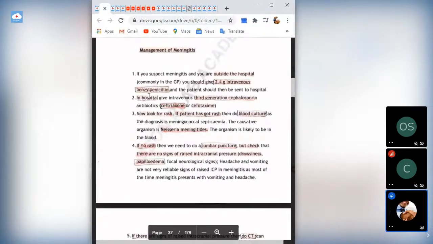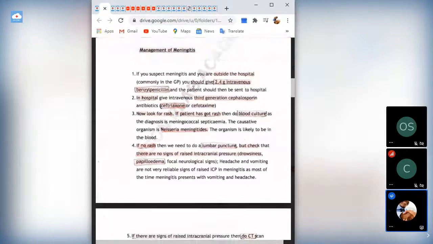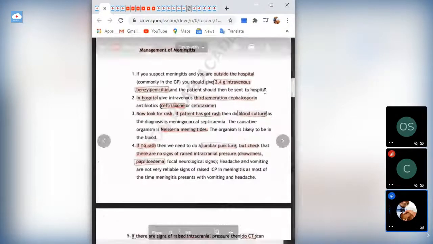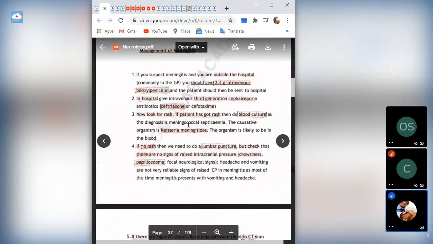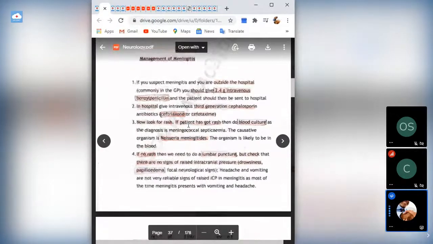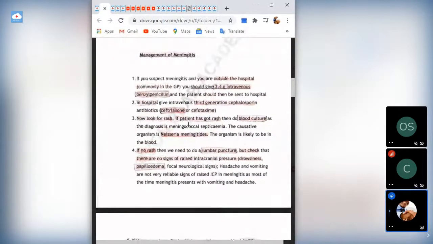So now let's look at what we have here. If you suspect meningitis and you are outside the hospital, commonly in the GP, you should give 2.4 grams of IV benzyl penicillin, all right? And the patient should then be sent to the hospital. Now, the problem with penicillin is that there's a lot of resistance surrounding it. So people tend not to go for penicillin. In practice, I've never really used penicillin, okay, but it still works anyway.